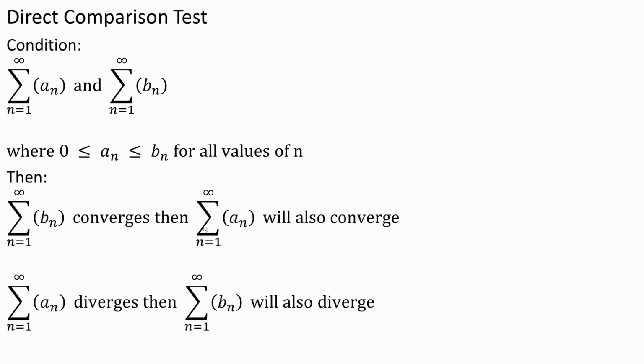And this makes sense. It's like saying b sub n is not infinity. It's something smaller than infinity. It actually converges to a number. Then the smaller term, a sub n, would also have to converge. Likewise, if a sub n diverges, imagine a sub n goes all the way to infinity, then naturally the bigger one, b sub n, would also diverge.